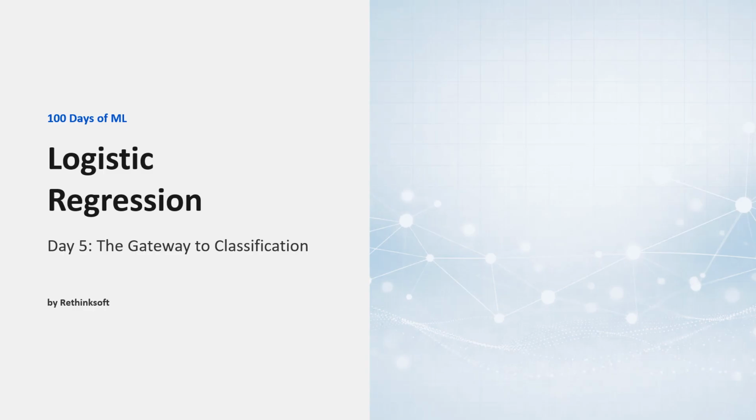Today we are diving deep into the regression part of it, the logistic regression. We'll unlock the power of logistic regression today. This is where we move beyond predicting numbers to classifying things. We'll explore how logistic regression acts as a gateway to classification, helping us sort the data into distinct categories. So let's get ready to understand the fundamental concepts of machine learning.